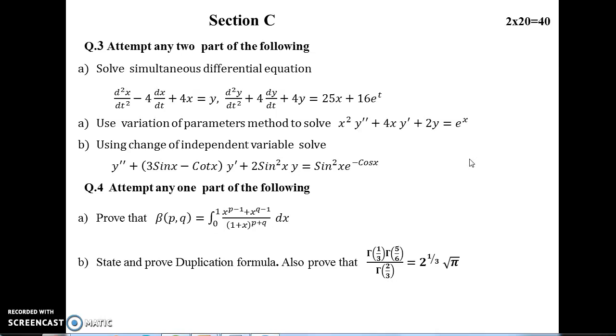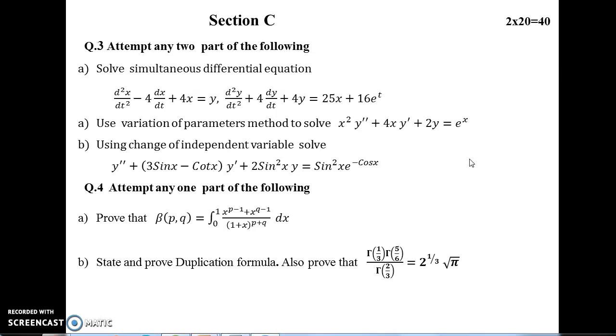In the second part, use the variation of parameter method to solve this question. This is a variable coefficient differential equation. So first take x equal to e to the power z, convert the given equation into a constant coefficient equation, then apply the variation of parameter method. Next one is change of independent variable, solve these questions.